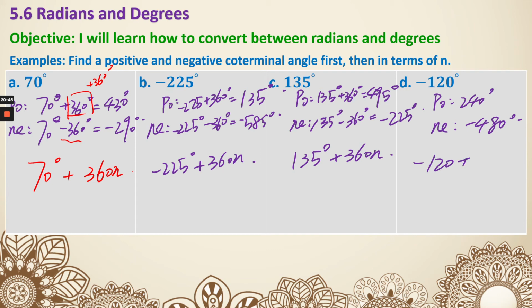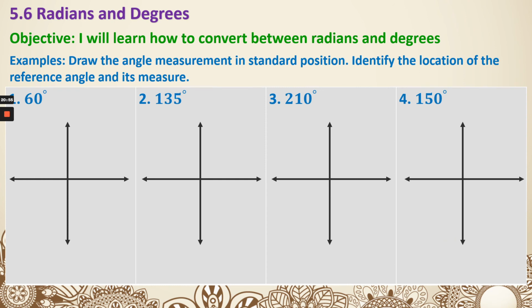Negative 120 plus 360 n. Lastly, we're going to go from our definition of reference angle, find the angle measurements, and the reference angles. So here they are. If it's in quadrant 1, it's actually the easiest one. Quadrant 1, 60 degrees. Well, first this is my initial side. This is my terminal side. My 60 degrees is right here. That happens to be the reference angle as well, because this angle is forming a small angle with the x-axis.